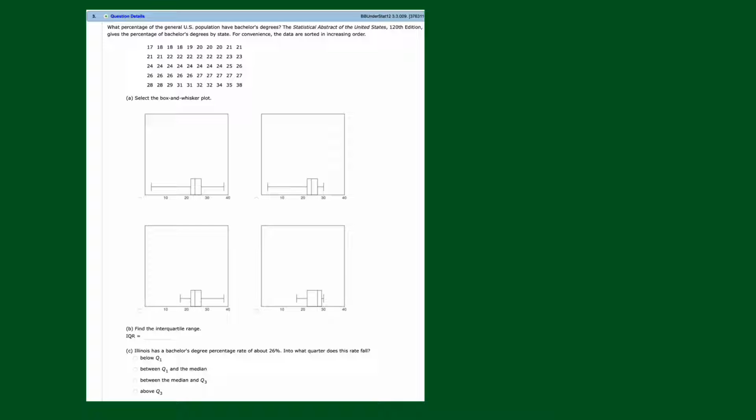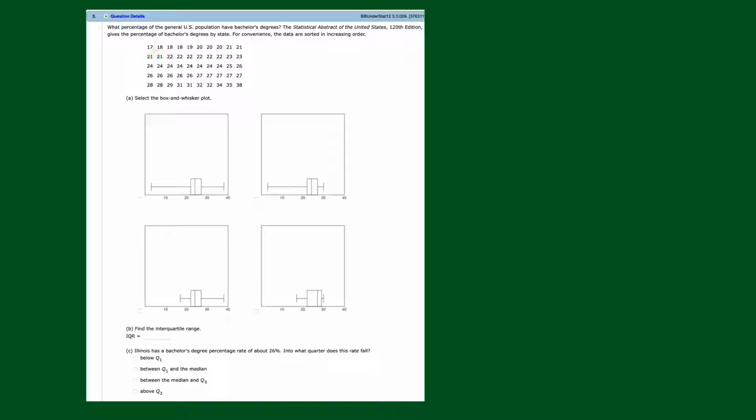This is question 3 out of section 3.3. It says, what percentage of the general U.S. population have bachelor's degrees? The Statistical Abstract of the U.S., 120th edition, gives the percentages of bachelor's degrees by states. So there's 50 pieces of data here. For convenience, the data are sorted in increasing order.